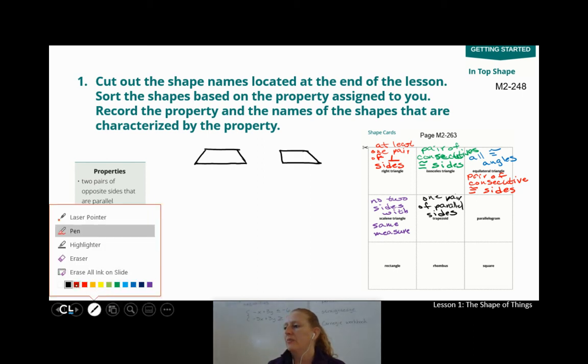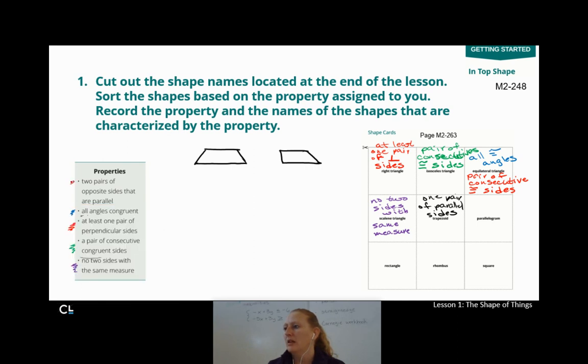Parallelogram. I like parallelograms. I want another color. I'm running out of colors. Let's look at this color. Two pairs of opposite sides that are parallel. Yeah, that's a parallelogram. So two pairs of parallel sides that are opposite each other, obviously, but you get the idea. May have congruent angles, may have perpendicular sides, might have consecutive congruent sides, but not necessarily.